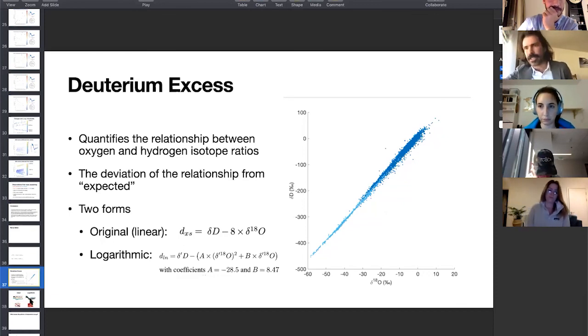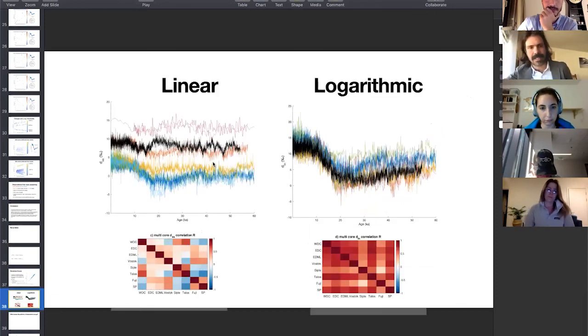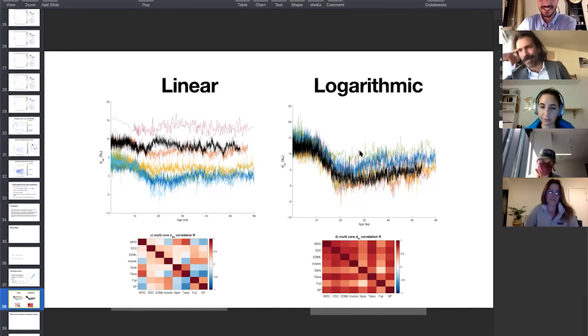But it makes a huge difference. So this is the linear deuterium excess from a bunch of different ice cores over the last 60,000 years on the left. This is the logarithmic deuterium excess between them. The reason the logarithmic one is so much more coherent is because the linear one has built into it some nonlinear biases, because the underlying relationships are inherently nonlinear. I could talk a lot more about that if anyone. No, but that clears it up.